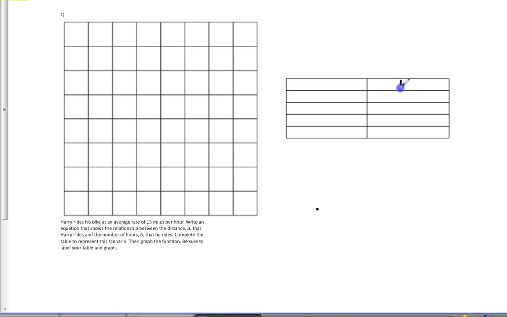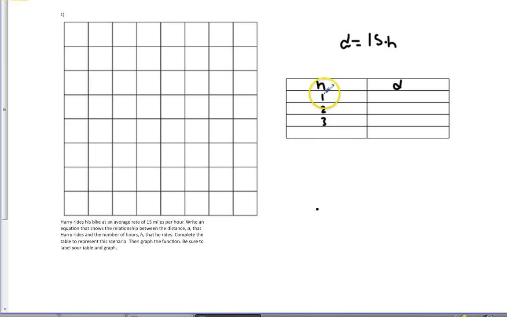So I'm going to write D for distance here. It depends upon the time that we ride, and I think we call that H for hours. And when we talk about 15 miles per hour, we're talking about taking how many hours we have and multiplying it by 15. So D is going to be 15 times H. So we can substitute in any amount that we want. So the easiest things to do would be to do 1, 2, and 3. We'll just do 3 points this time.